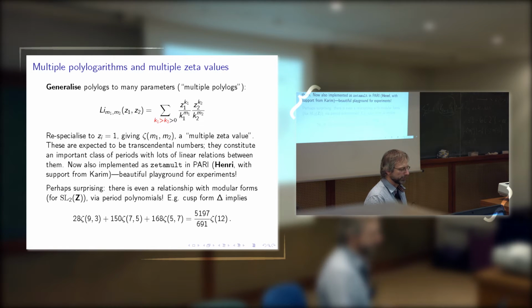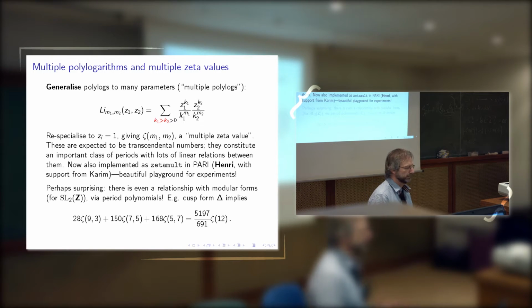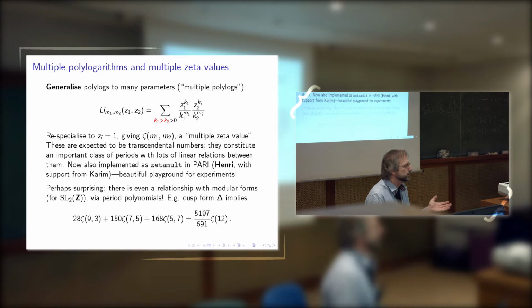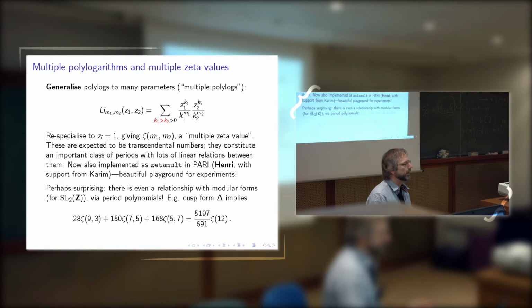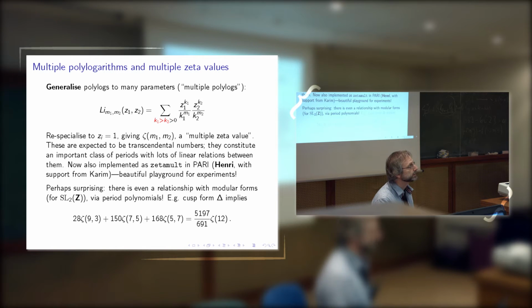And what maybe just on the side is something that we've dealt with, Don Zagier and Masanobu Kaneko, is that there is a relation with modular forms for those multiple zeta values, which seems to have nothing whatsoever modular about it, but still there is a relationship, only for SL2Z, but still already that is maybe surprising, and it goes via so-called period polynomials.